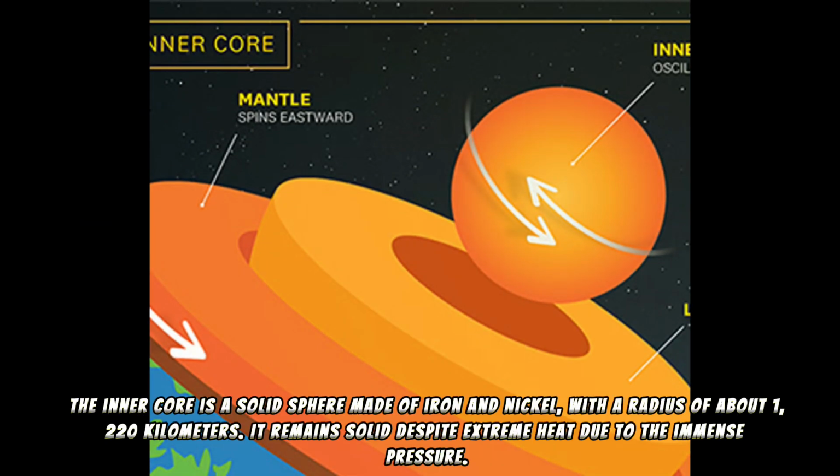The inner core is a solid sphere made of iron and nickel, with a radius of about 1,220 kilometers. It remains solid despite extreme heat due to the immense pressure.